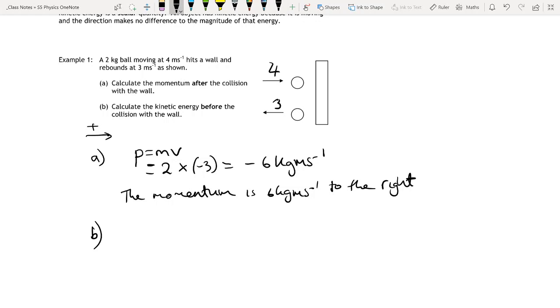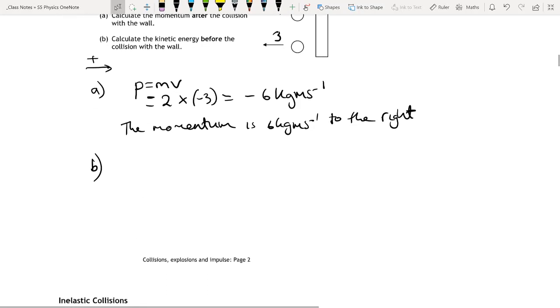B, I'm sure you guys can do that without my help. So calculate the kinetic energy before the collision with the wall. So half mv squared. Before the collision, it's traveling at 4 meters per second. So I'll let you guys do that. I will write it on the board while you do that. Oh, yeah, sorry, to the left. Yeah, thank you very much for pointing that out. I'm obviously still slightly ill because I can't tell my left from my right.